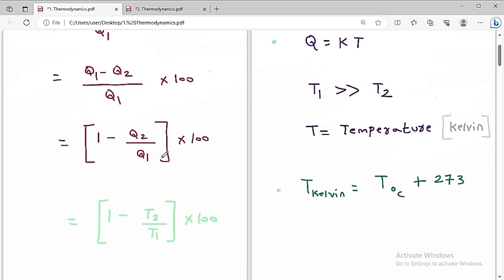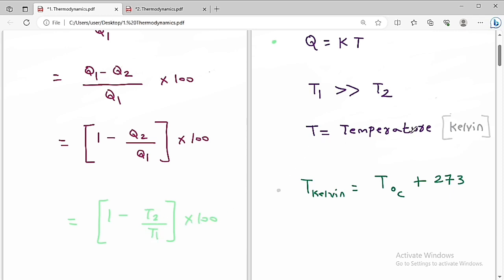So Q1 is nothing but K into T1. Q2 means K into T2. So K cancels, and we are going to get (1 minus T2 by T1) into 100. This is the expression of the thermal efficiency of the reversible cycle engines, or the frictionless cycle engines, or the ideal cycle engines, or the Carnot cycle engines. If you see clearly, the thermal efficiency depends only on the temperature limits.